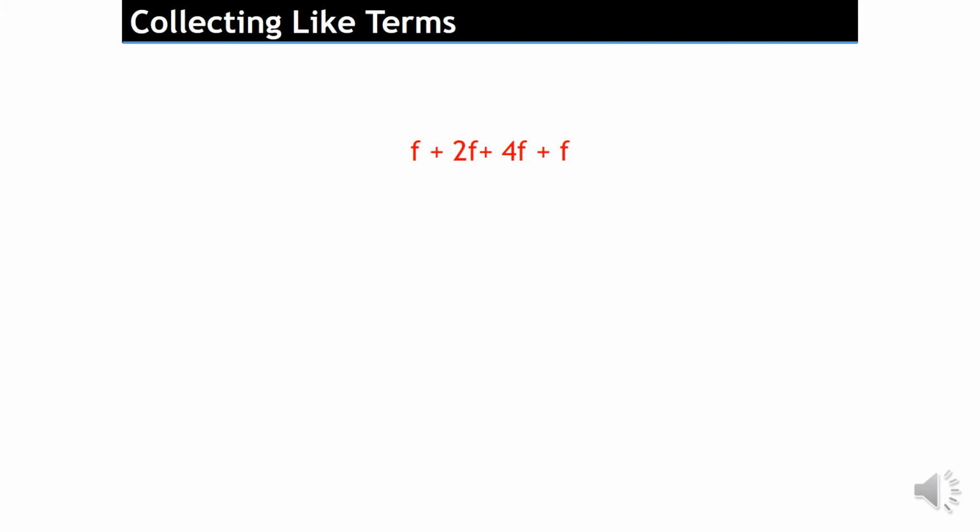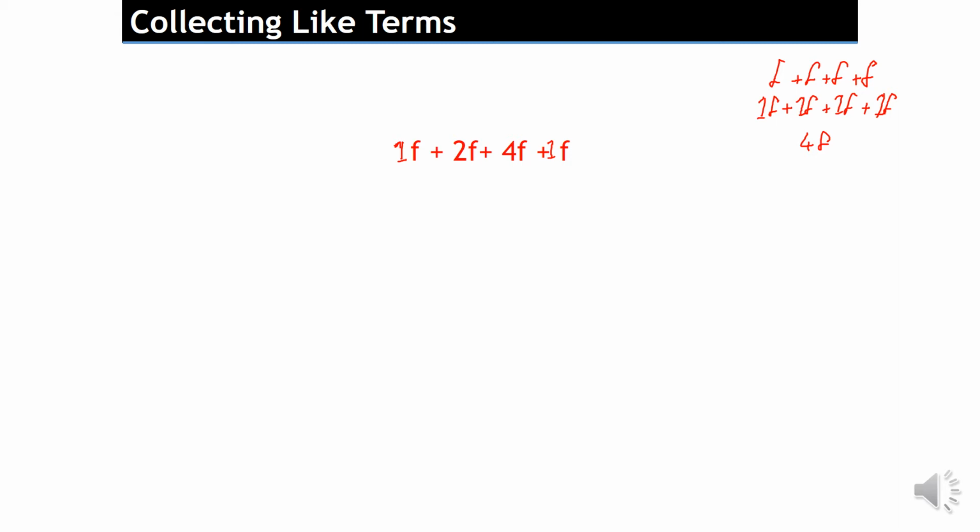Okay, a little bit trickier now. So we've got f plus 2f plus 4f plus f. In the last one, we had f plus f plus f plus f. So each of these f's is actually the same as 1f. So we've got 1f plus 1f plus 1f plus 1f. If you've got 1 add 1 add 1 add 1, that is where we get the 4f from. Because these all have the same letter, we can just add the numbers in front. Where we have f's though, we treat that as 1f. So we've got 1f, add 2f, add 4f, add 1f.